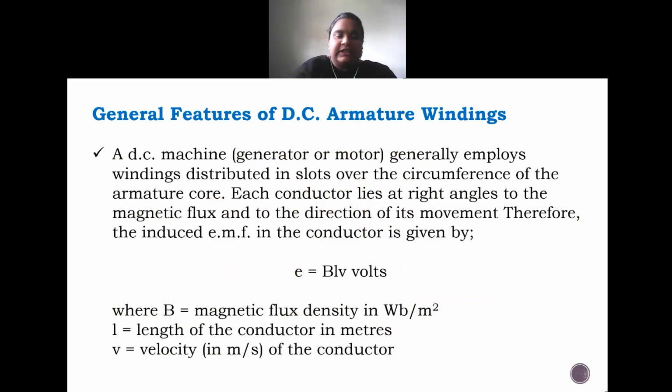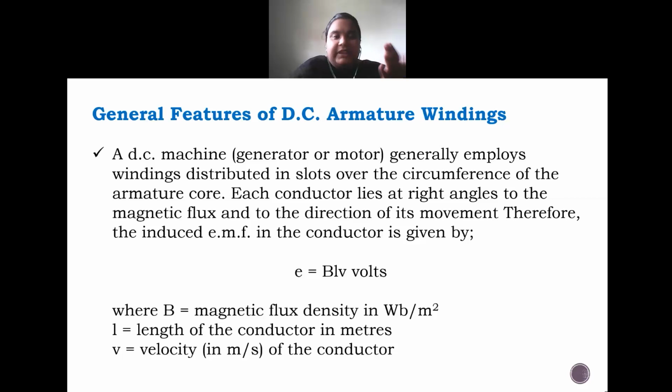Now we are going to see some of the features of the DC armature windings. Why are we going for armature windings in specific? In the last class, when we were discussing the armature winding and armature core, we said that armature windings have different types of structures, and depending upon our requirement, we'll be choosing these armature windings. So we are going to see how these armature windings affect the amount of current or voltage that is produced.